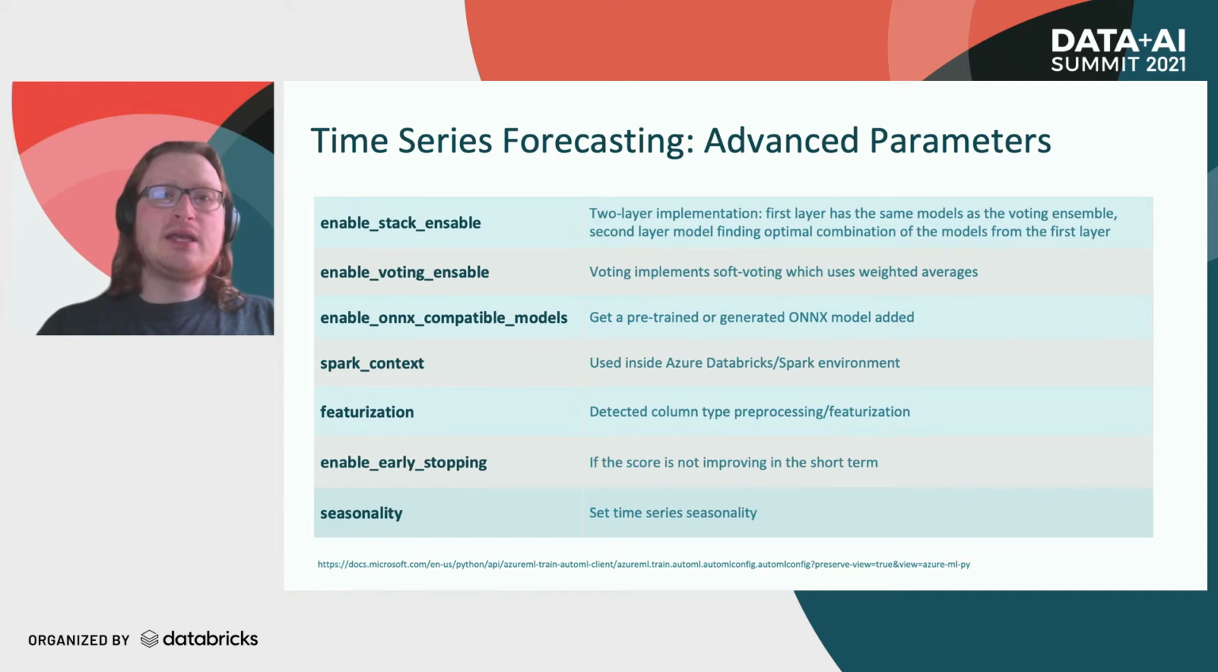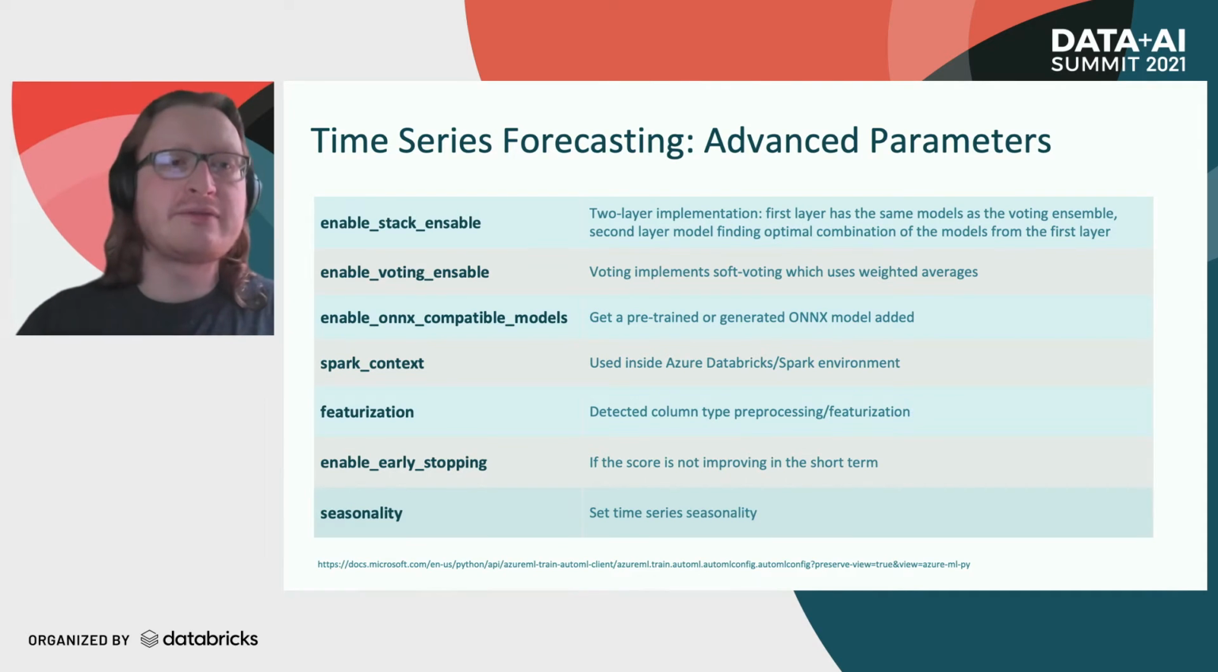Furthermore, the AutoML config, which is basically the configuration to execute your model, comes with different types of advanced parameters. I picked a few that I think are important. There are others in different types of use cases that may appear as important. But for this use case here, let's look at the first two.